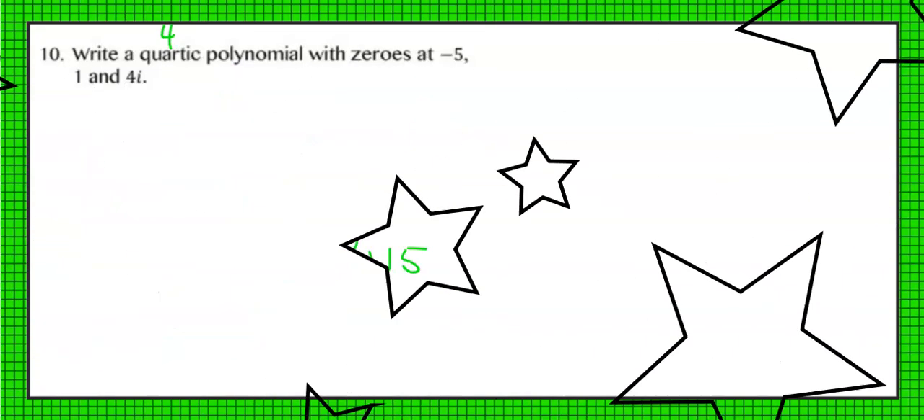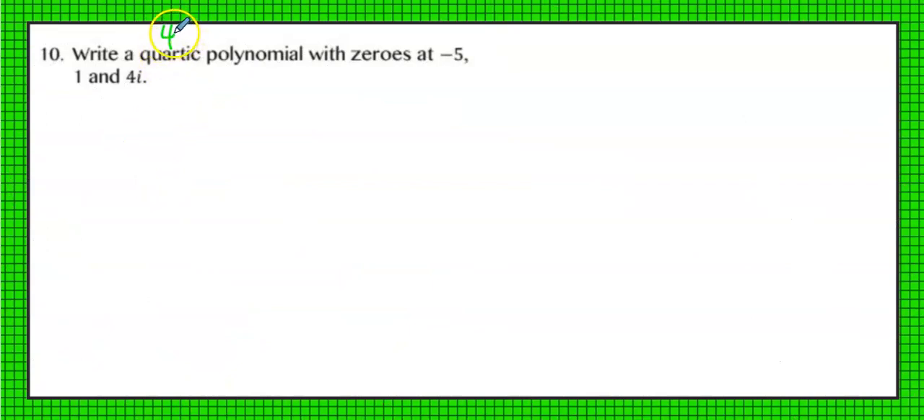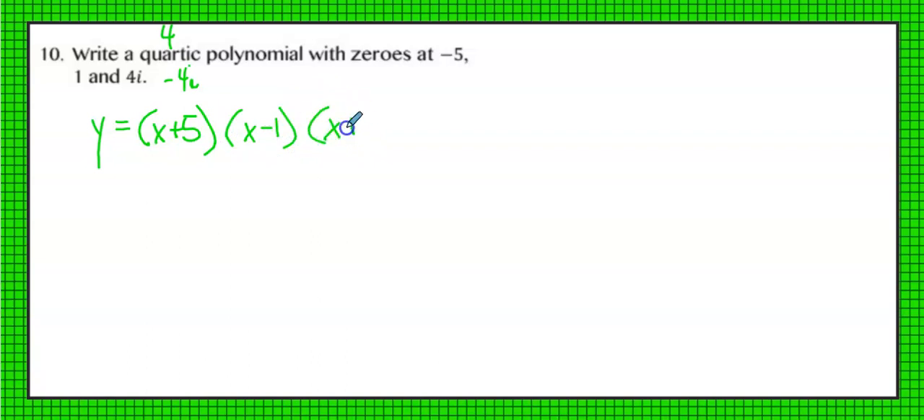So our last problem asks us to write a quartic polynomial. That means it needs to have a total degree of 4. Our zeros are negative 5, 1, and 4i, which means we also have a root at negative 4i. It doesn't say anything about a leading coefficient, so our leading coefficient is 1. So our factors are going to be x plus 5, x minus 1, x plus 4i, and its complex conjugate, x minus 4i.